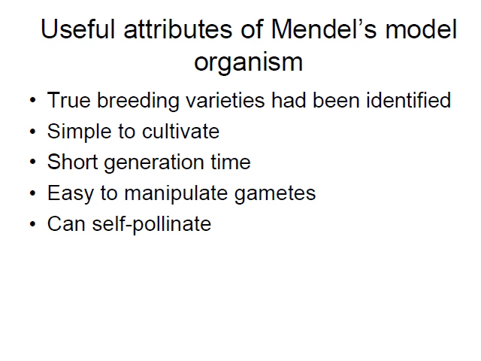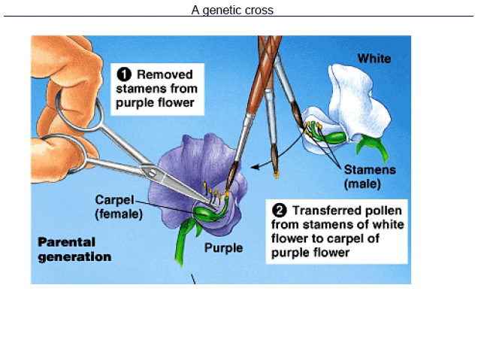Now, the pea plant was an exceptionally good plant to use for the experiments that he did, because true breeding varieties had been identified. These are varieties that when you breed them amongst themselves, they generate the same variety again. Peas are simple to cultivate. They have a short generation time, so you can do lots of experiments. They have easy to manipulate gametes, as we'll see in just a bit. And if you don't want to fool with the gametes, they can self-pollinate, which turns out to be useful too.